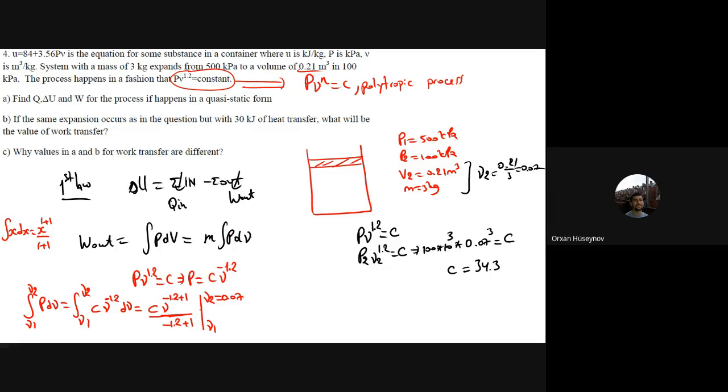Who can tell me how I can find the nu1 value? I know the nu2 value, that's okay, but I don't know the nu1 value. How can I find nu1? So let's see, what are your ideas? How can I find it?